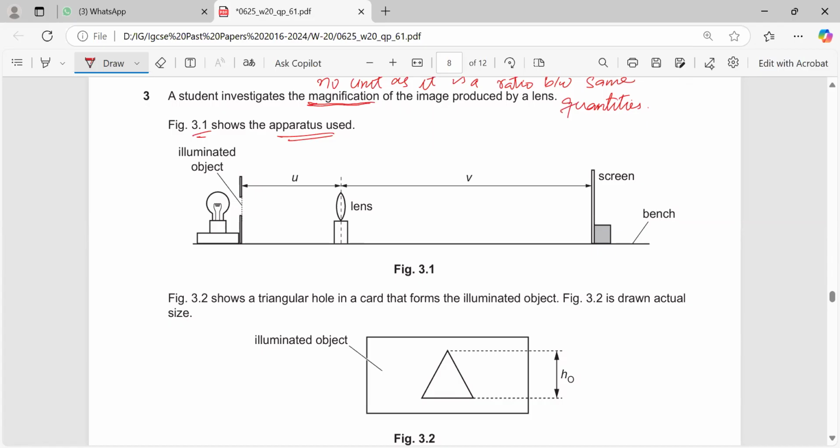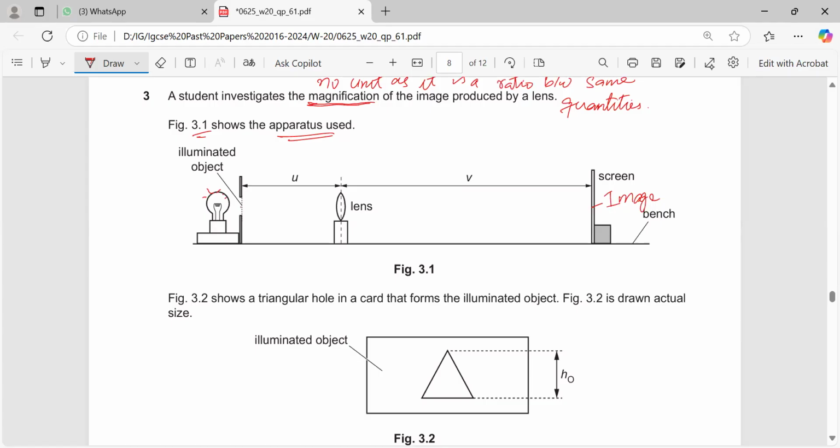Now, what we are going to do and see first of all here, always this is the pattern. Extreme right side, there will be a screen which is kept vertical with the help of a support like bench. And screen is the position or the place where the image is produced if the image is real. V is the distance from the image to the center of the lens. See, the distances are taken from the center of the lens. And U is the distance from the center of the lens to the illuminated object. Object is there, which is illuminated with the help of some light. So extreme right is the image screen. Extreme left is the object. And in between, there is a lens.